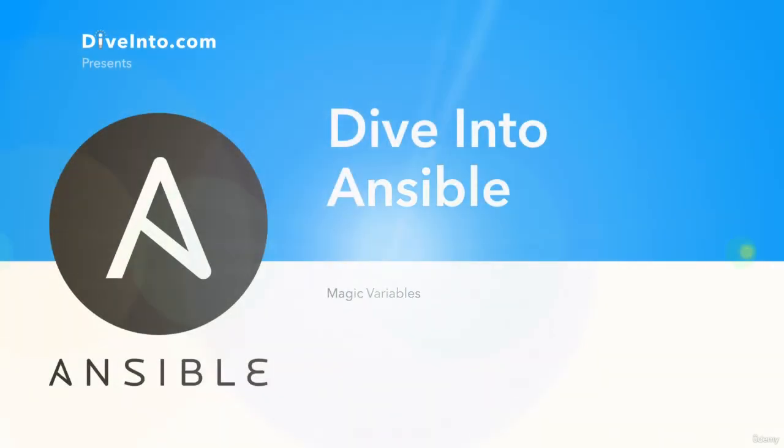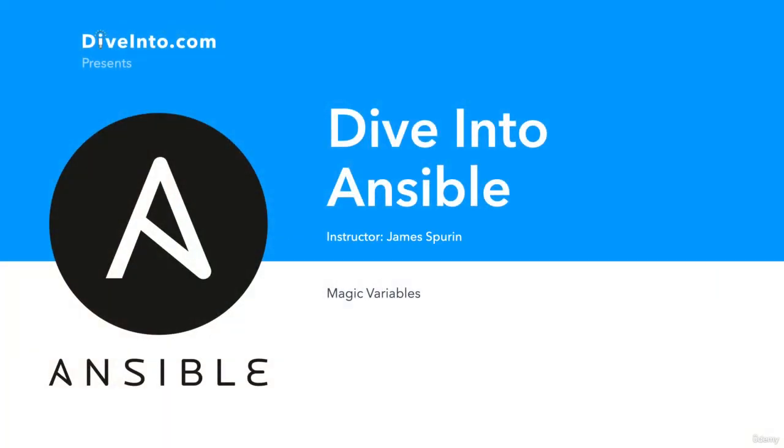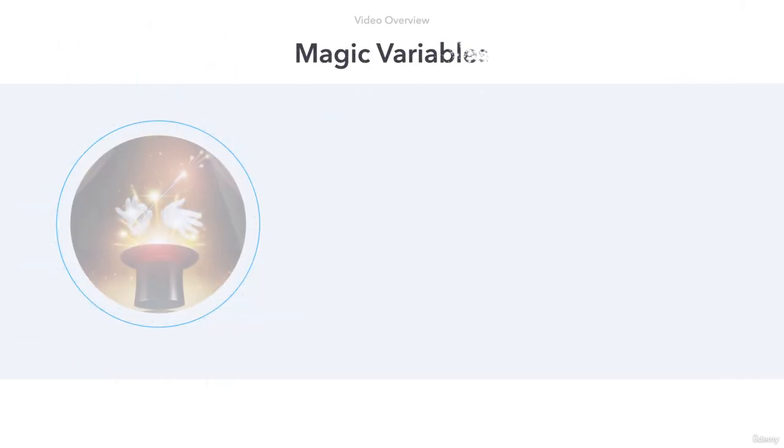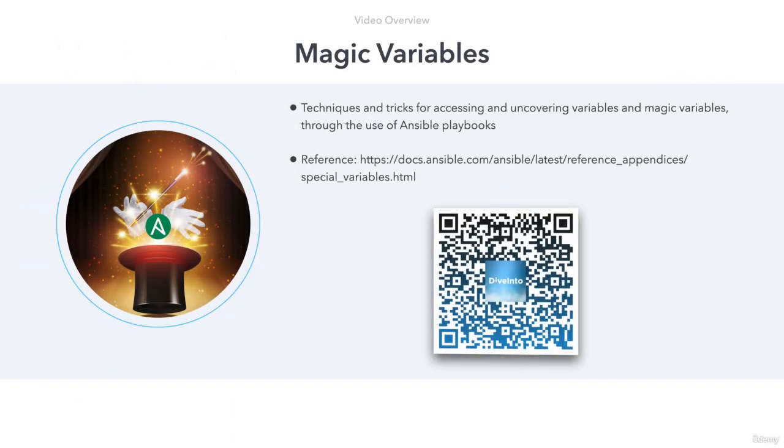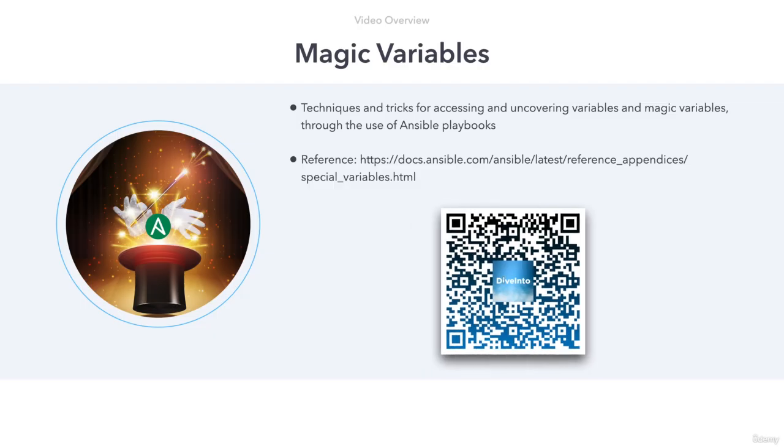Hello and welcome to this video, Magic Variables. Ansible has a variety of what is known as magic variables. Variables that are automatically made available as part of the Playbook facts gathering execution. We've already looked at some of these, for example, host vars that we saw in the variables section.